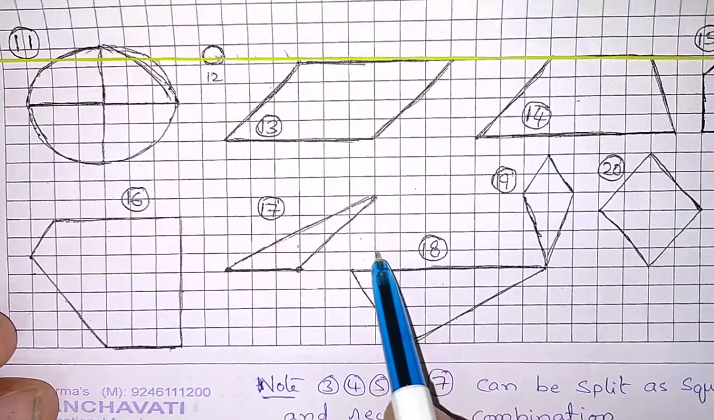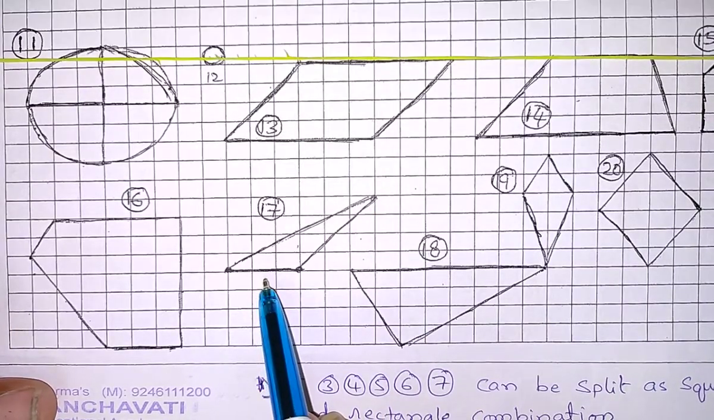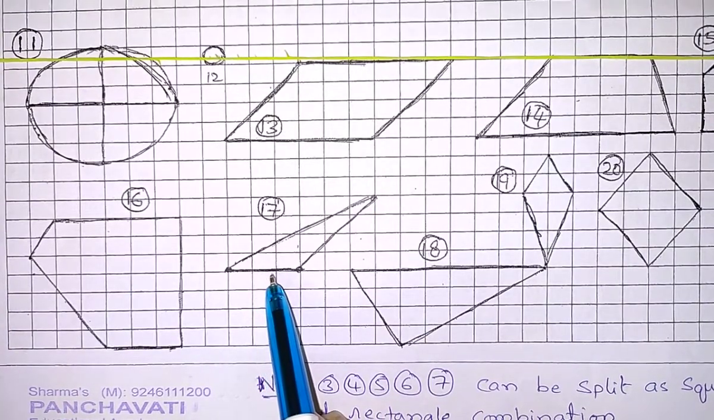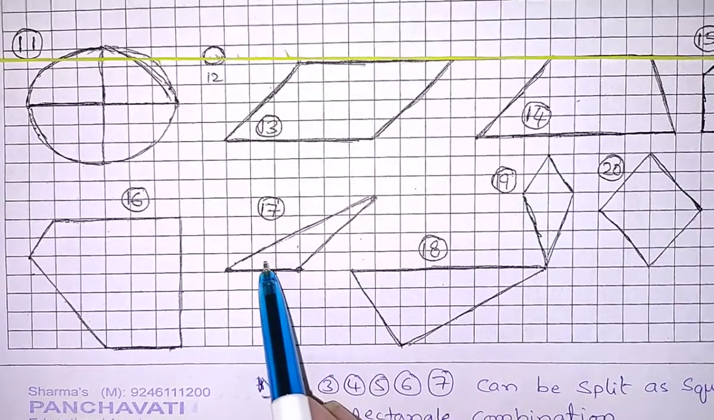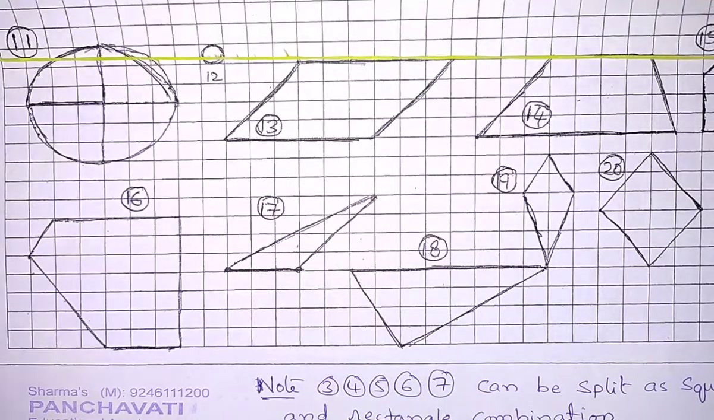1 unit, 2 unit, 3 unit, 4 unit. 4 3s are 12 units. Divided by 2, 6 units. So this total is 6 units. 1, 2, 3, 4, 5. Approximately the remaining all is 6 units.